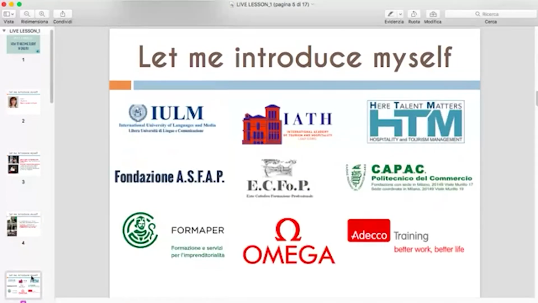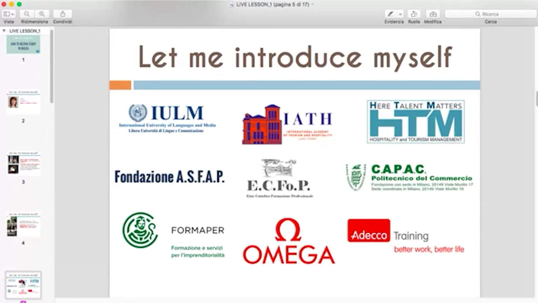Today, in fact, I am working with different academic institutions and international companies, and in this slide, I just put some logos to give you an idea about the kind of companies and institutions I am working with, from academies, universities, institutional and regional bodies, and also companies, of course.